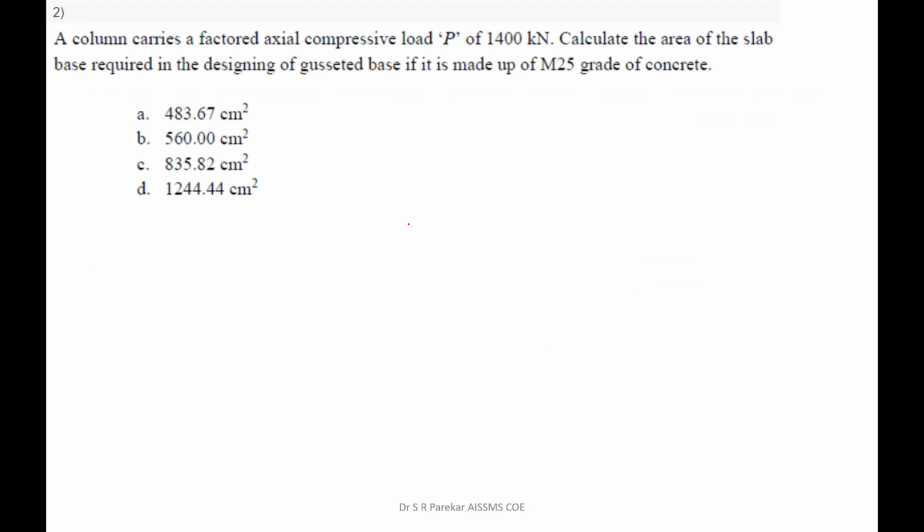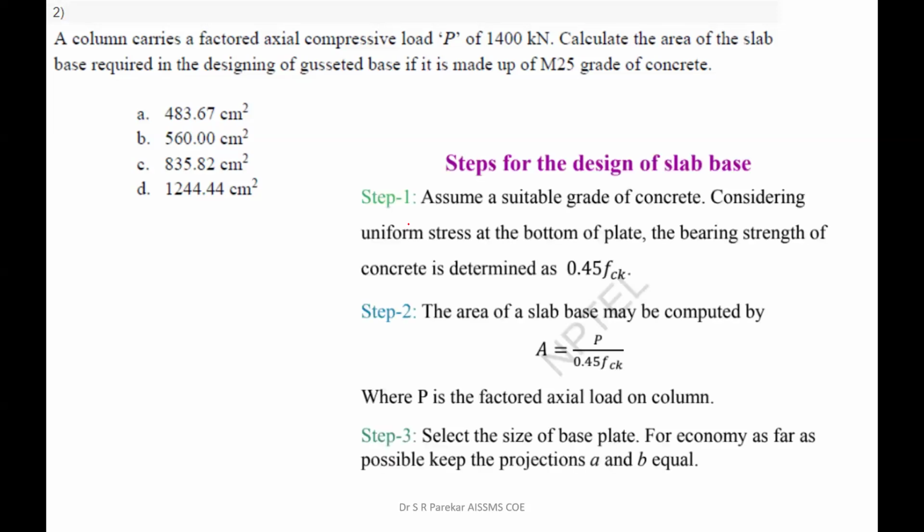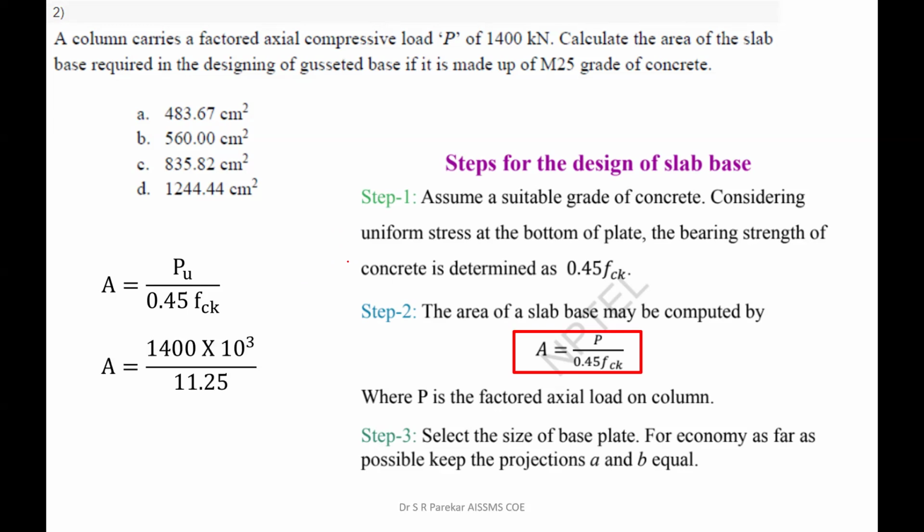Then a column carries a factored compressive load of 1400 kilonewton. Calculate the area of the slab base required in the design of gusseted base. And this is given M25. So the area required is Pu upon 0.45 fck, so A equals Pu upon 0.45 fck. We have the factored load, so 1400 into 10 raised to 3, divided by 0.45 into 25, and that comes to 11.25.